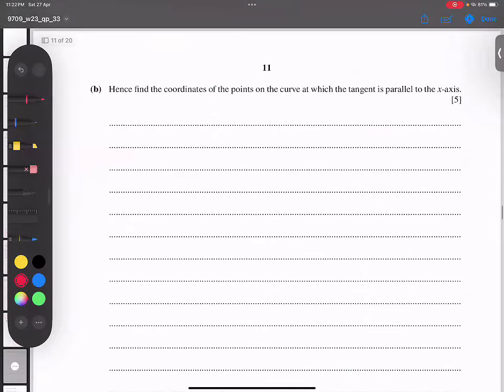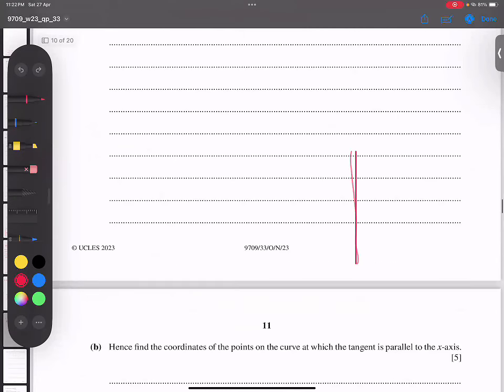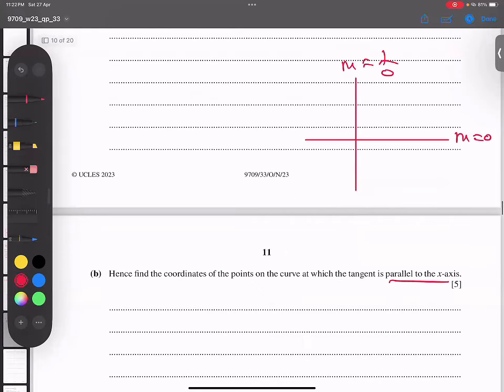The next part says to find the coordinates of the points on the curve where the tangent is parallel to the x-axis. Here I'll give you some extra knowledge. Two things are there. If a line is parallel to the x-axis, it has a 0 gradient. If it is parallel to the y-axis, it has a 1/0 gradient. So because it's parallel to the x-axis, I will put the derivative equal to 0. Gradient 0 means derivative 0, same thing.